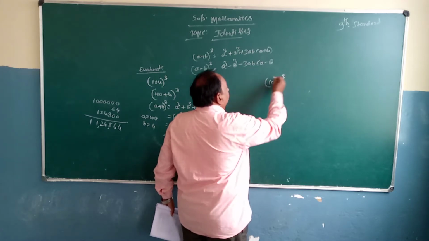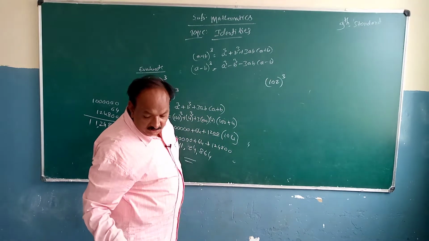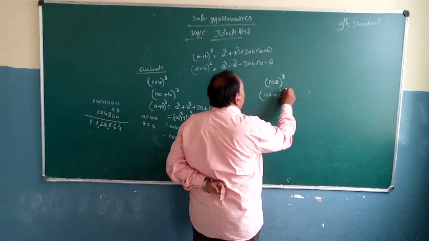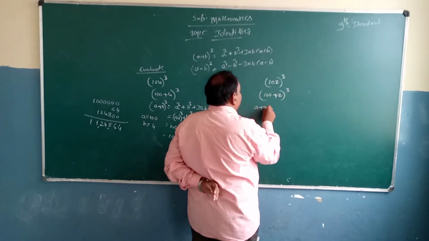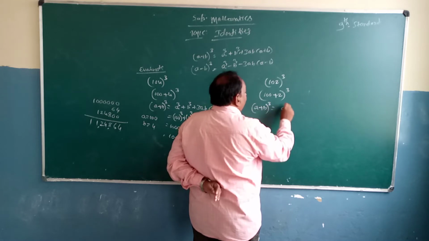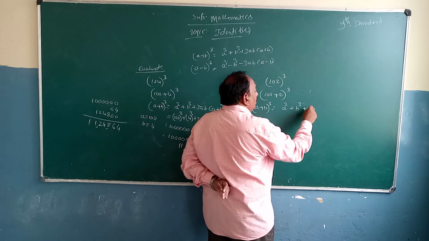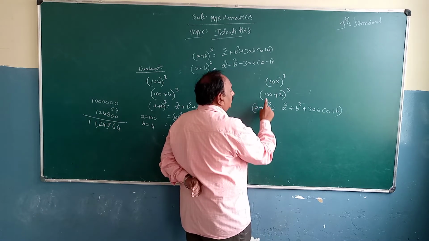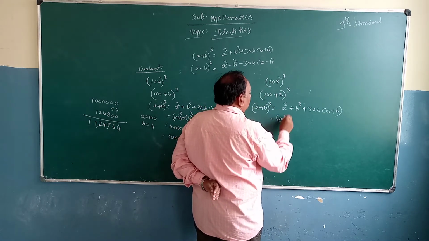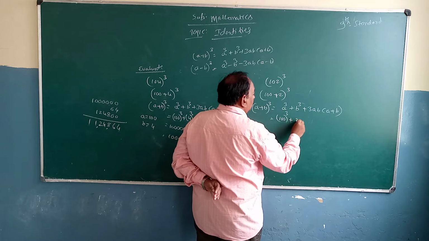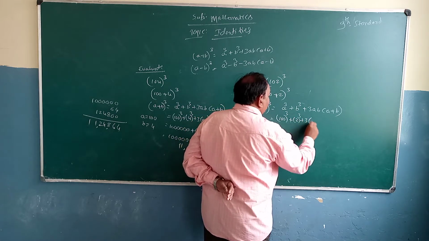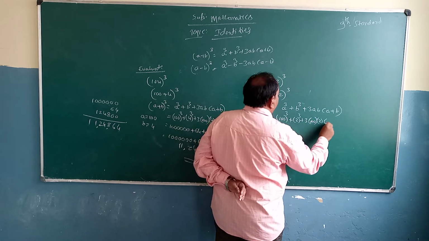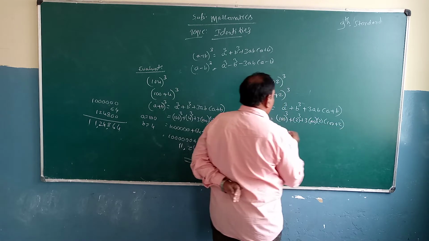102 whole cube. 102 whole cube can be written as (100 plus 2) whole cube. (A plus B) whole cube is equal to A cube plus B cube plus 3AB into (A plus B). What is A? 100 whole cube. What is B? 2 whole cube. 3 into what is A? 100 into 2 into (100 plus 2).